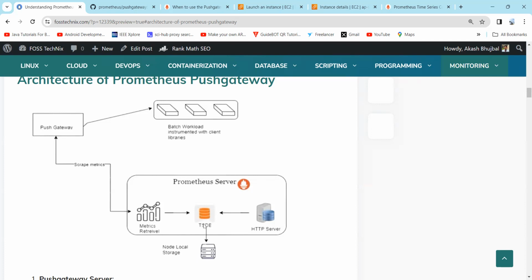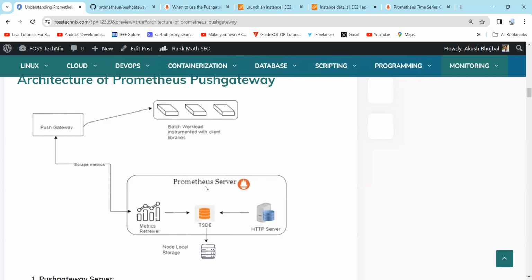Then is the expiry mechanism. The PushGateway provides an expiry mechanism for metrics to prevent the accumulation of stale data. Metrics can be configured with a TTL, which means time to live, after which they are automatically deleted from the PushGateway. Then is the Prometheus scraping. Prometheus scrapes the metrics from the PushGateway HTTP endpoint at regular intervals. During scraping, Prometheus collects the metrics pushed by the jobs or services and integrates them into the time series data on the Prometheus server.